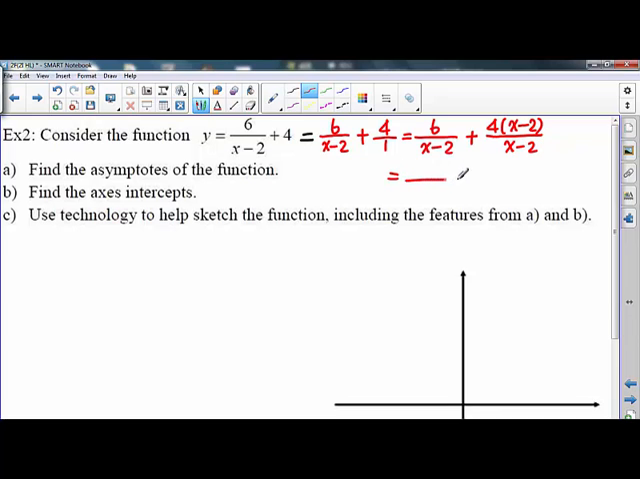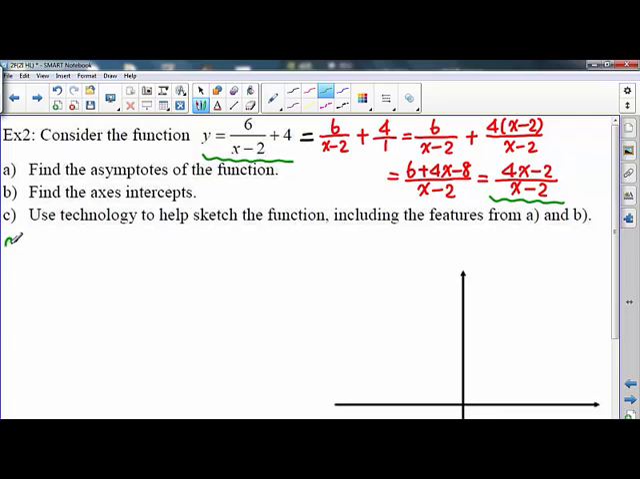So we can add the tops up. It's 6 plus 4x. Open the brackets for this part, it's minus 8. Then combine the like terms on the top, it's 4x minus 2 over x minus 2. So we will find that this function is exactly the same as a linear divided by linear.